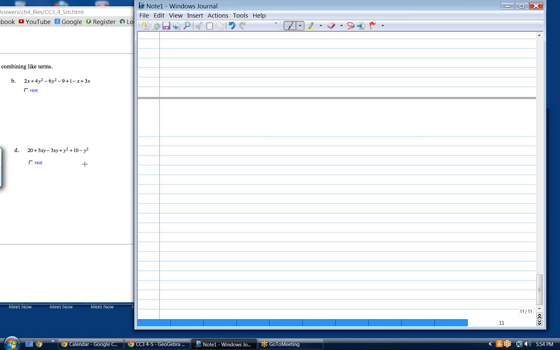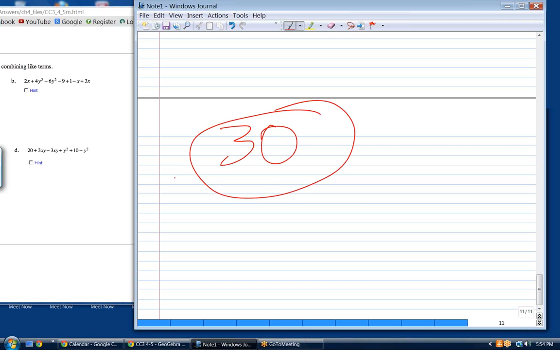Are there any x's? No. How many xy's do we have? 0. The only thing left is the numbers. How many numbers do we have? Is that plus 30? So positive 30. That's the answer.